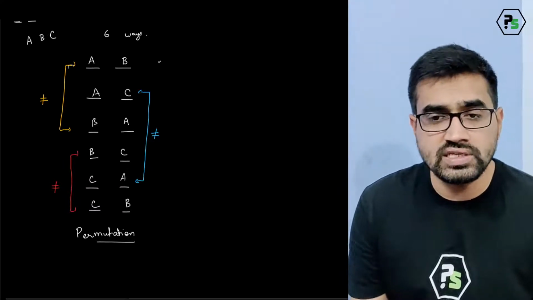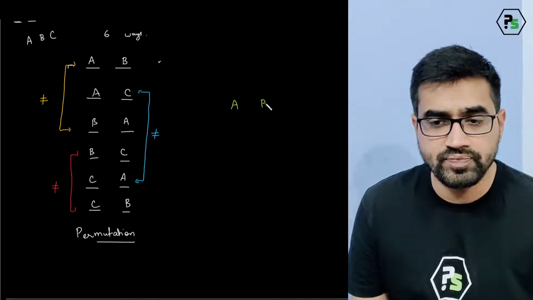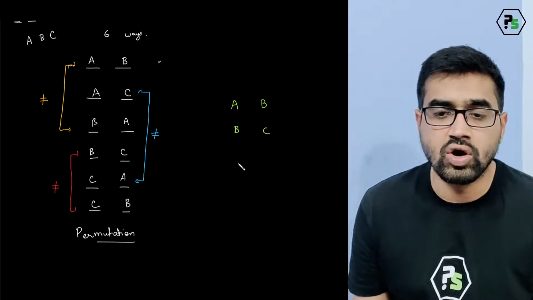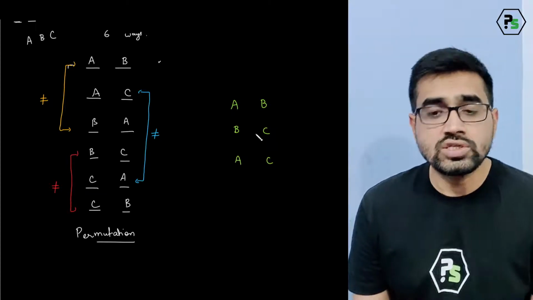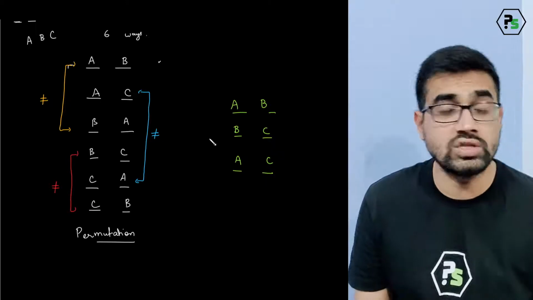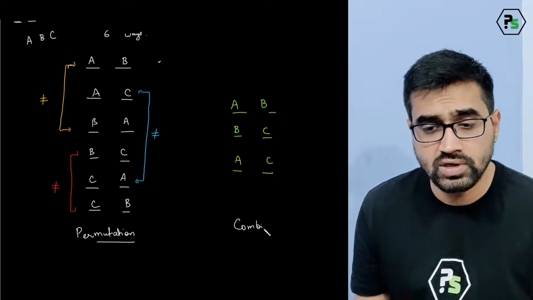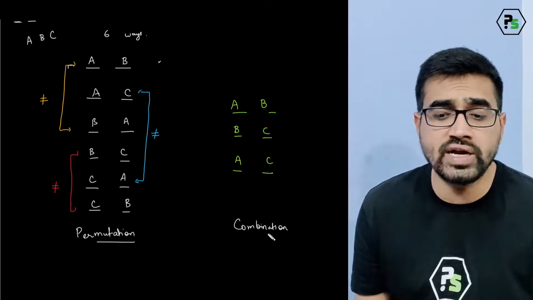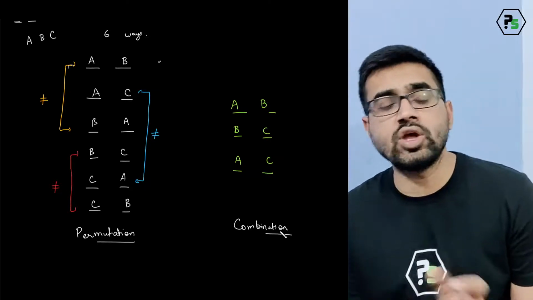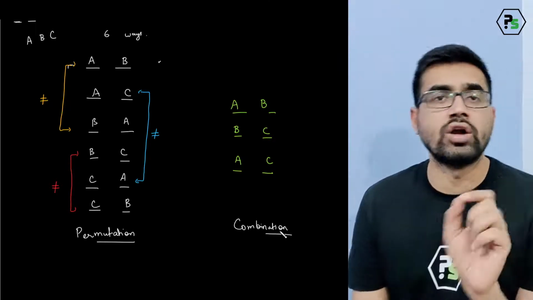So obviously this implies that the codes will be written in the form of either AB, BC, or AC. So there are only three combinations, not permutations. I hope you understand. This is where combination pops up. In combination, the order doesn't matter. Even if it is AB or BA, it is the same in the case of combination. But in the case of permutation, the order does matter.